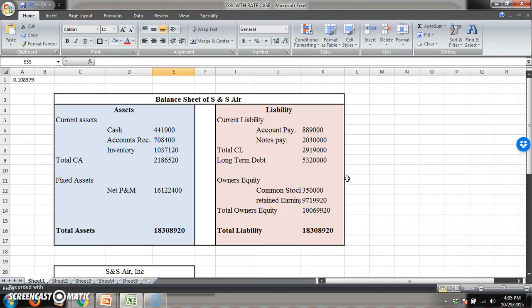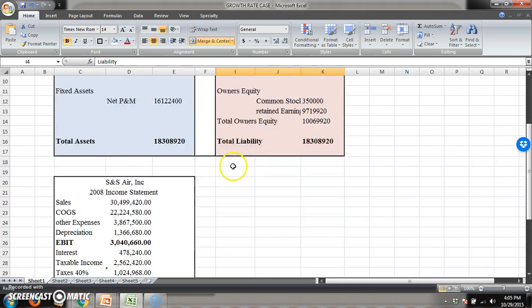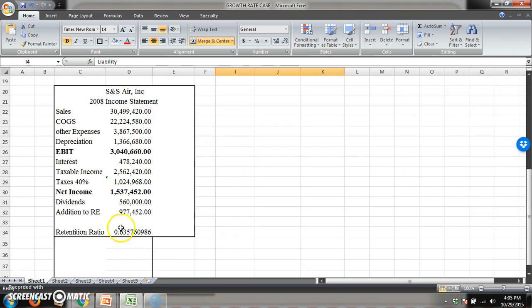Now, as given in the case, we are given assets and liabilities of the balance sheet as well as a P&L account, which says that net income for the last year was this much, and according to dividend and the retained earnings, we can easily calculate that the retention ratio is 63.8%. That is, 63.8% of earnings have been retained.